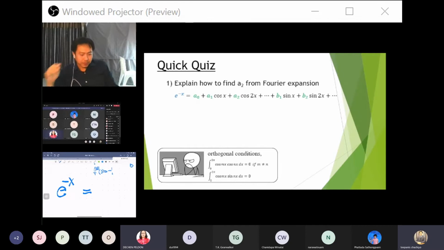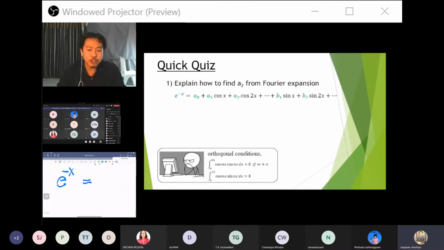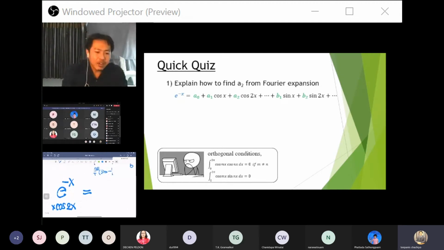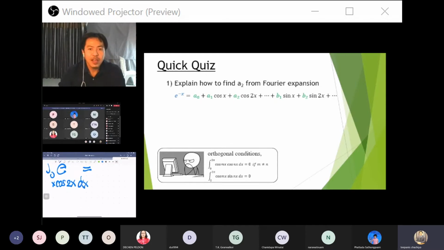I think multiply with cos 2x. Oh, you multiply, very good. So simple, you just multiply cosine 2x on both sides of the equation. So when I do that on the left-hand side, I have this times cosine 2x right here, and then I integrate from 0 to 2 pi, and then I should put dx over here.